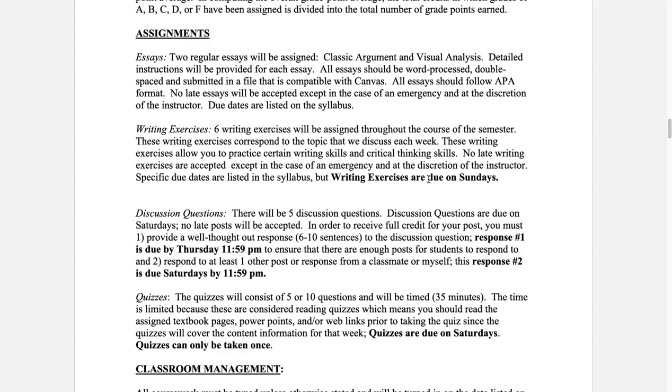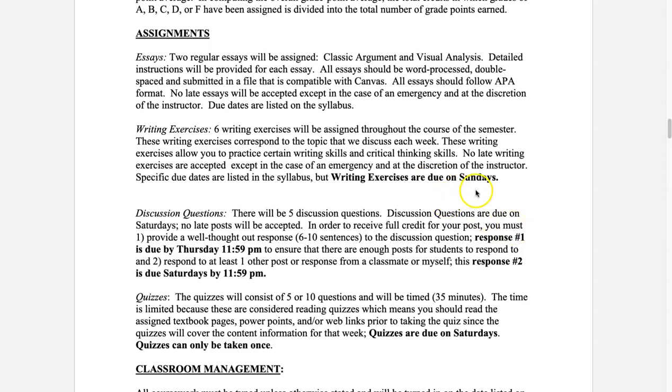And I should mention though that for this first week, the due dates are a little bit different. For example, writing exercise number 1 is due on July 7th, I believe, because it's a short week. So after the first week, everything will go back to its regular due dates.